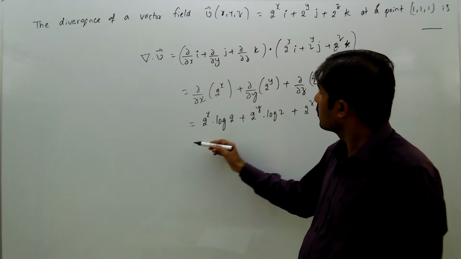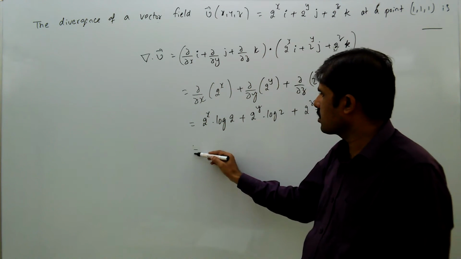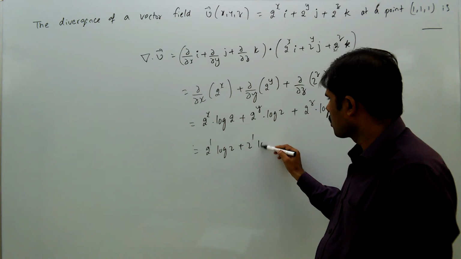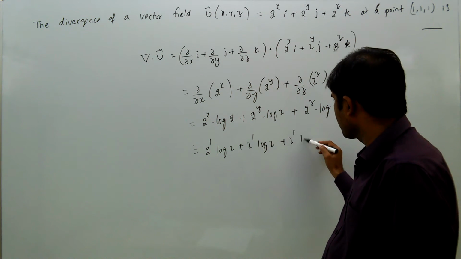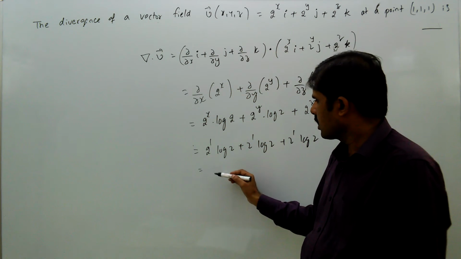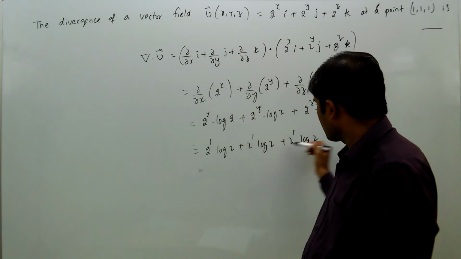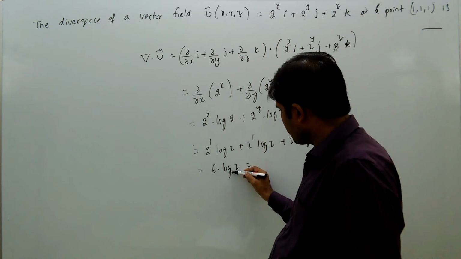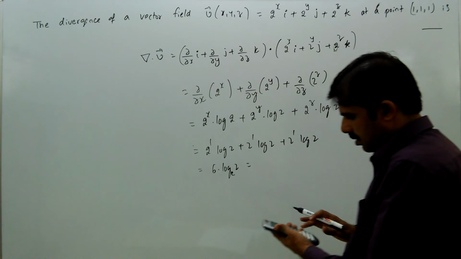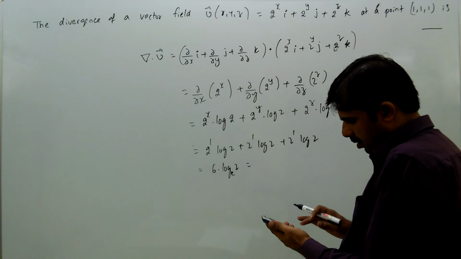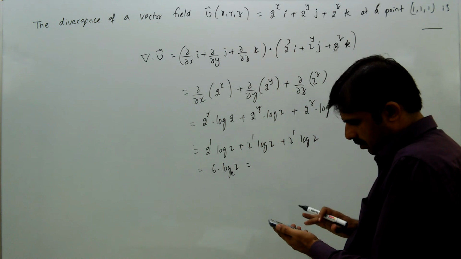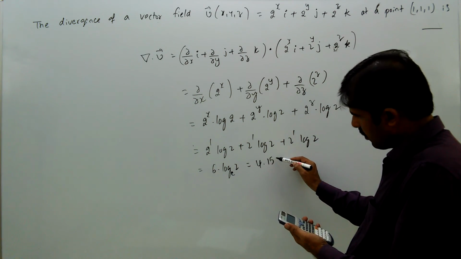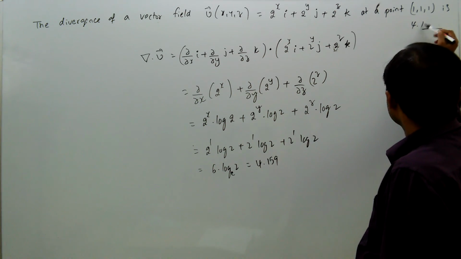So at the point 1, 1, 1, that means 2^1 log 2 plus 2^1 log 2 plus 2^1 log 2, that equals 2 log 2 plus 2 log 2 plus 2 log 2, that is 6 log 2. Here base is e, so 6 into natural log of 2 is 4.159. The answer is 4.159.